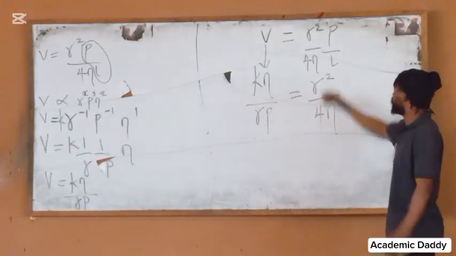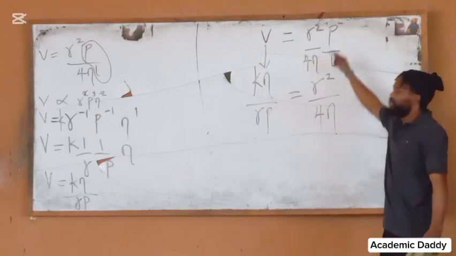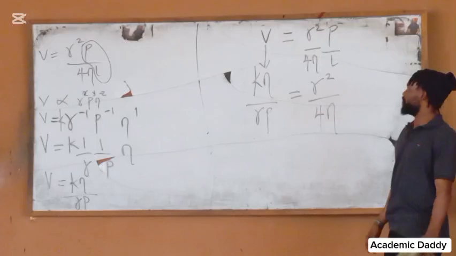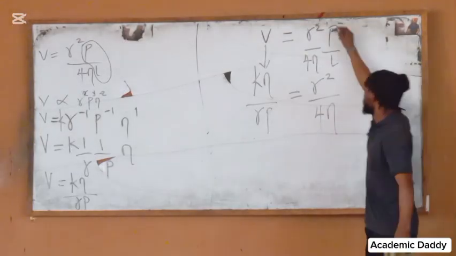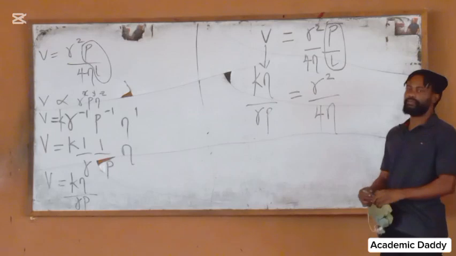So what I'm saying is that as we are pointing these two things out, you need to know that this thing here is not density. Because in the question they clearly stated that P over L is the pressure gradient.